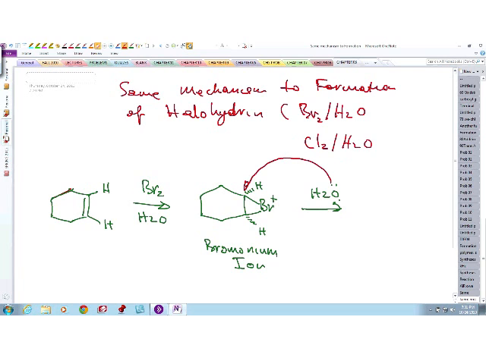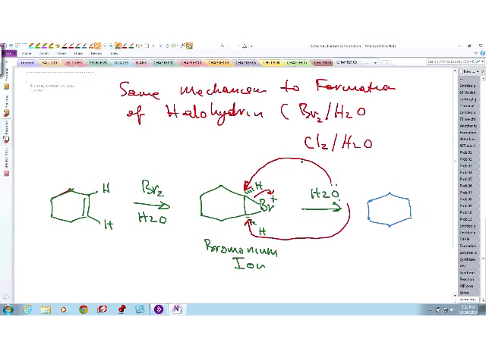It attacks from the back, either from this side or from this side, and each one of those attacks will give you a different product. And this could open up, or this could open up depending on the attack, and that is how you get your trans product. So that is also a trans addition reagent.